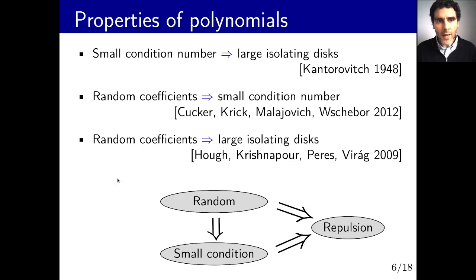In the literature, we have several known properties for polynomials. First, if the condition number is small, then there is a repulsion property, that is the roots are not too close, and we can enclose them with large isolating disks. We know also that if the coefficients are random, that is the coefficients are centered and follow a Gaussian centered at 0, then with high probability the condition number will be small, and also with high probability the roots will be far apart. These are some properties that also motivate the fact that we are interested in well-conditioned polynomials.